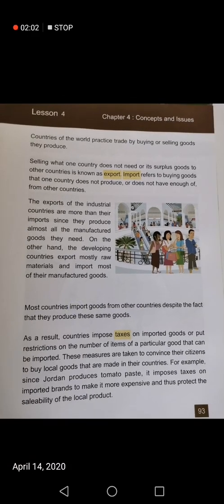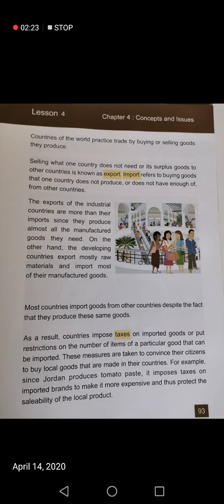So there are two types of countries. Countries that have enough things and they export things to other countries, and countries that do not have enough things and they import things or goods from other countries. Most countries import goods from other countries despite the fact that they produce the same goods.